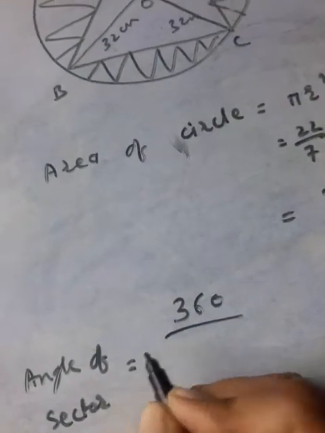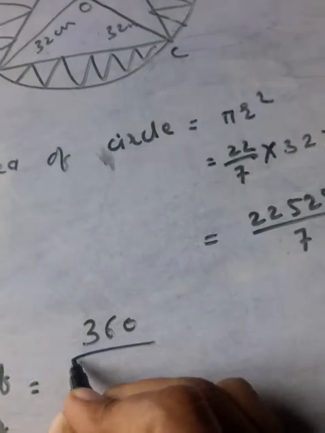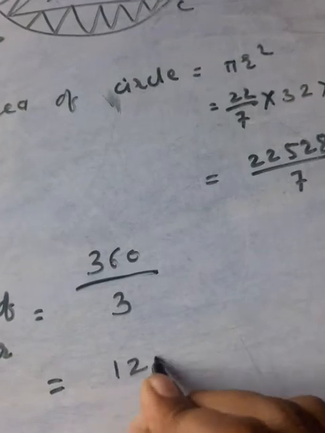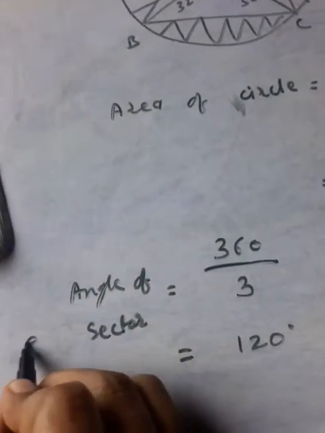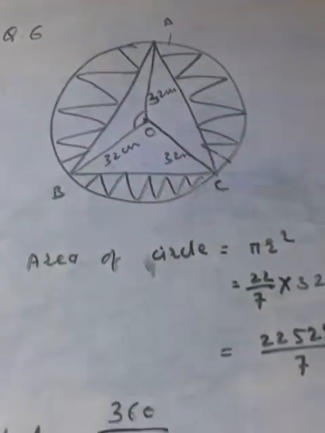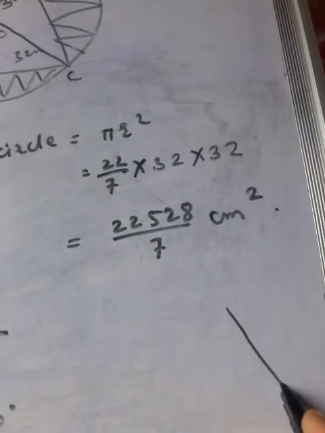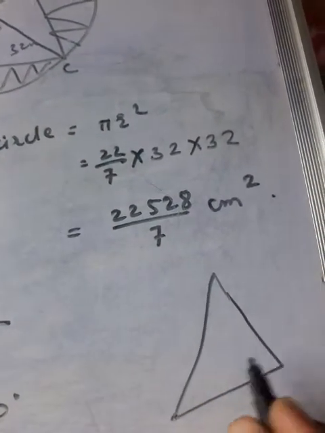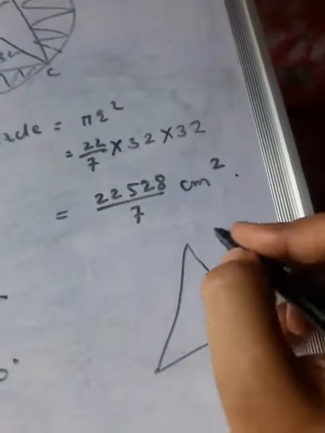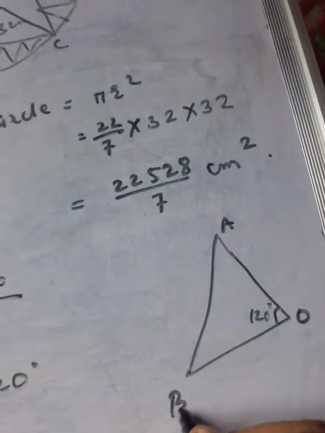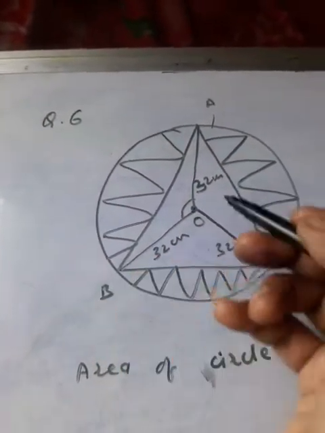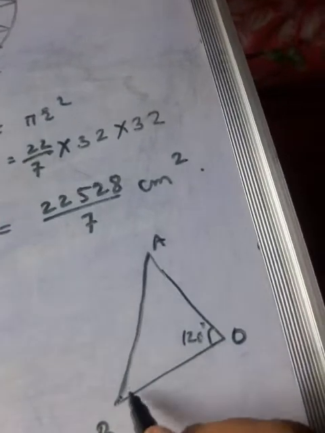Firstly, find the first sector. See, the angle of the sector is 360 by 3, so you will get 120 degrees. The angle of each sector is 120 degrees. Now I am taking out the triangle having the 120 degree angle. See here, this angle is 120 degree. This is triangle AOB, and we are finding the side AB. We will get all sides equal, AC, BC and AB, so firstly find AB.